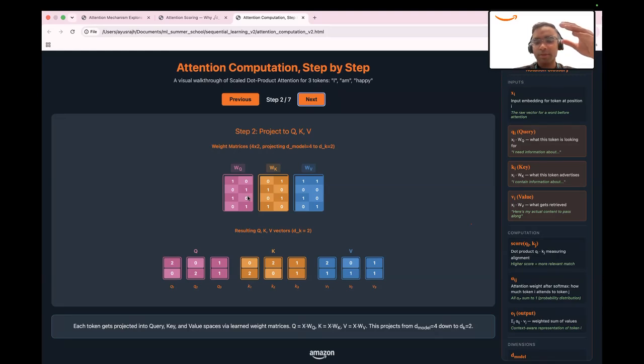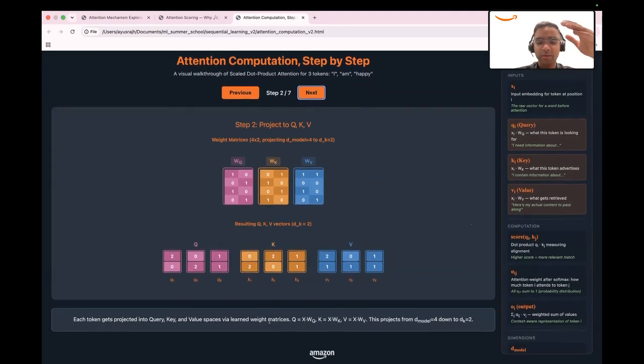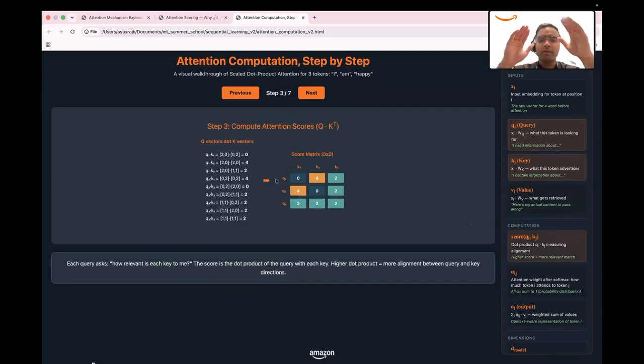Now, what do these query, key, and value represent? What I want to do is find out scores. Those attention scores are going to be found by the inner product or dot product between query and key vectors. How much token i is related to token j is going to be found by qi into k transpose.